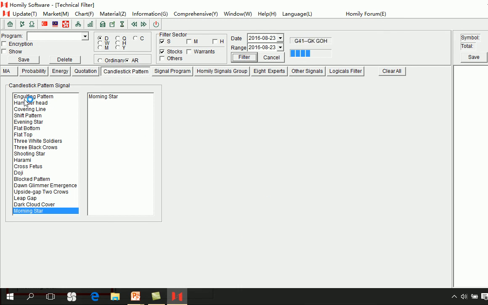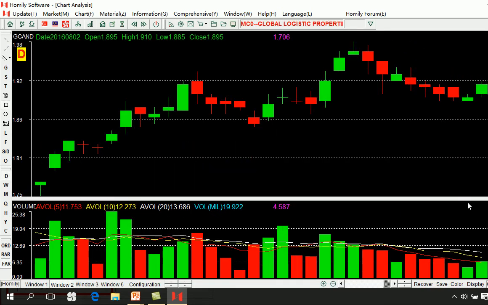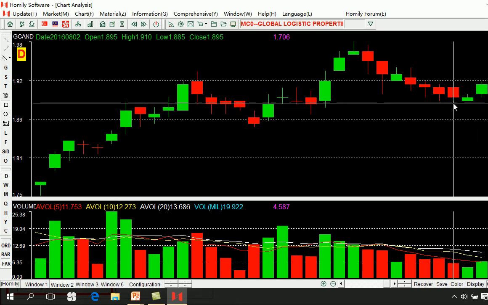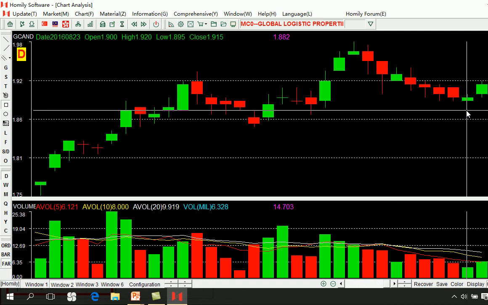Then if you want to find some flat bottom, you can double click flat bottom, then you can click filter. Only one stock appears, then we can know that this is the morning star, only one stock. Then we can click. So this is like the morning star, right? The morning star has three candlesticks. Okay, so this is the morning star.